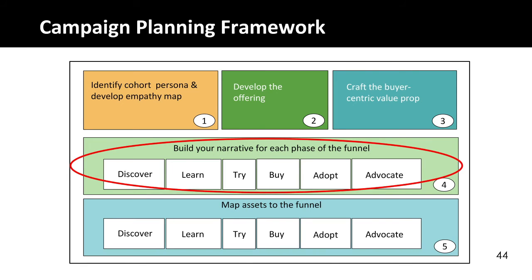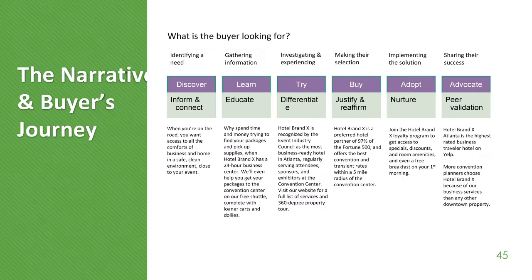So now we're on step 4, building your narrative. Okay, the narrative is just the buyer's journey with messages that go with each phase of the journey. So your buyers have discover, learn, try, buy, adopt, and advocate. This is that funnel. You've seen it before. In the discover phase, your job is to identify their need and inform them of something and connect with them. So here is my stab at the discover phase content for this buyer.